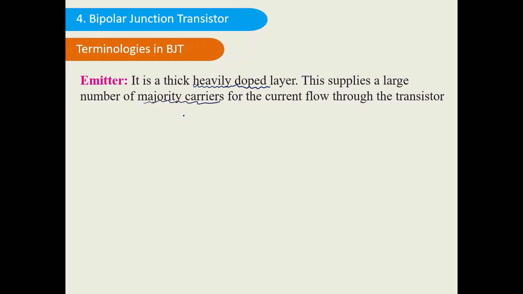Okay, in the case of NPN it will be electrons. In the case of PNP it will be holes for the current flowing through the transistor. So this is the purpose of the emitter. It supplies a large number of majority carriers for the current.